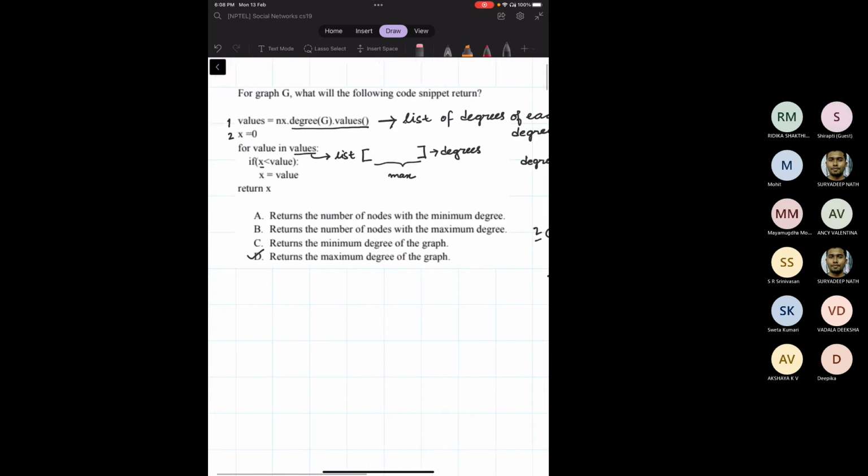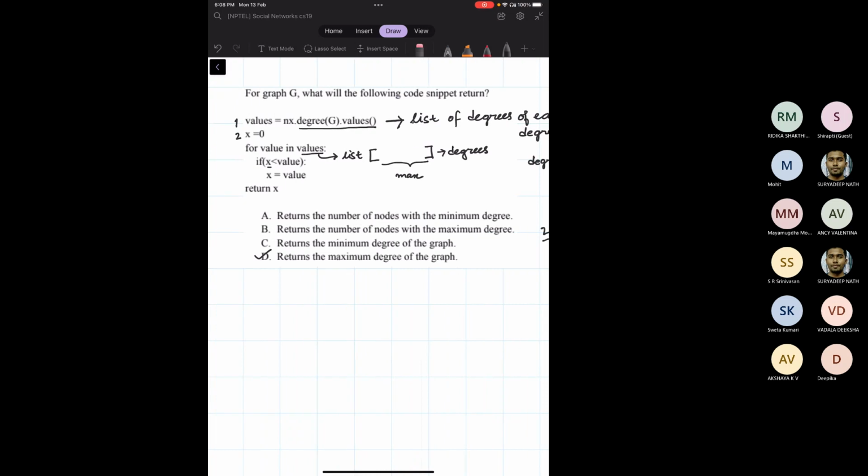Okay, so the next lines are pretty easy to follow, I guess. It's basically selecting the maximum value from the list. If it finds a higher value, it updates the value. So that is just selecting the maximum from the list. That is how it returns the maximum degree of the graph.